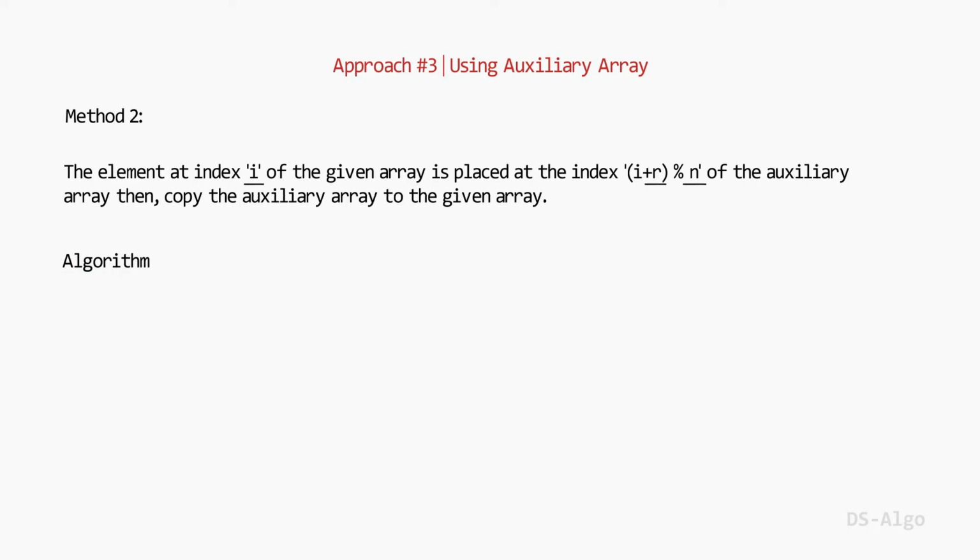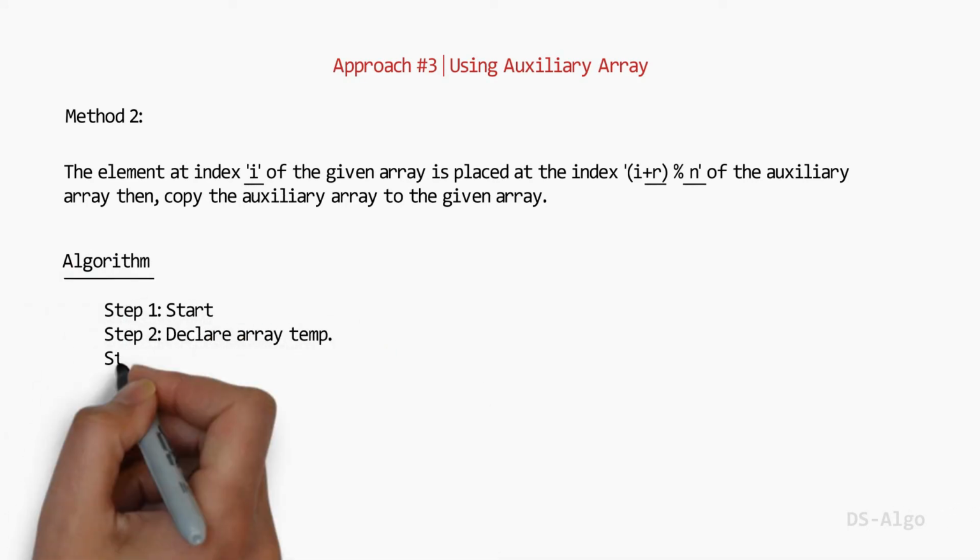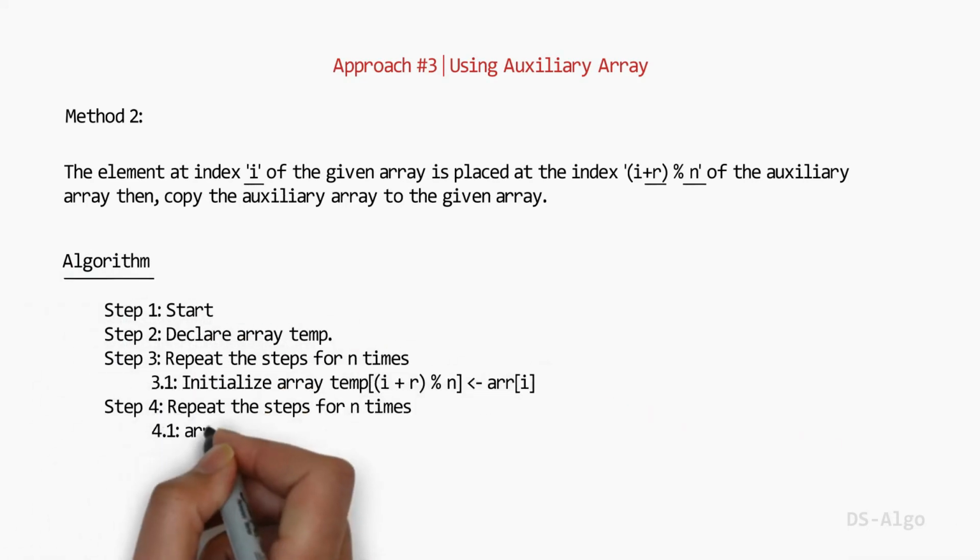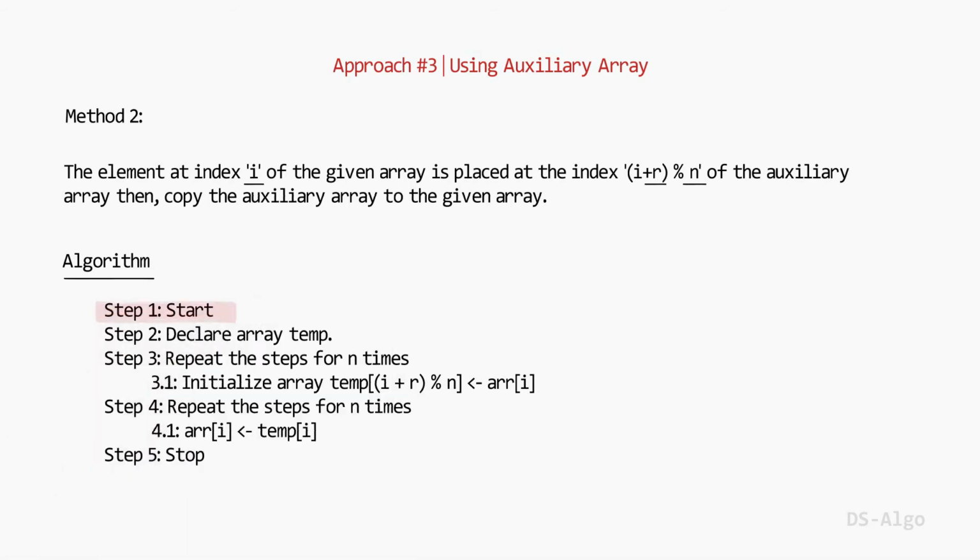Algorithm. Start the execution of the program. Declare an auxiliary array temp of size n. Repeat the below step for n times. Place the element of the given array in an auxiliary array for each index I using this formula. Repeat the below step for n times. Store back the element of the auxiliary array in a given array. Stop the execution of the program.